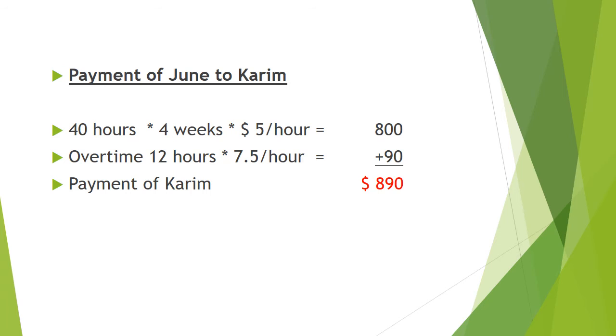The company pays the overtime of previous months in following months, like the May overtime will be paid in June, so we will calculate here overtime of May, 12 hours in May, multiplied by 7.5, because the company is paying time and a half for overtime, so 5 and a half is 5 plus 2.5, 7.5 per hour, so 90 will be calculated. 90 pounds will be the result, so 800 plus 90 is equal to 890. Payment of Cream in June.